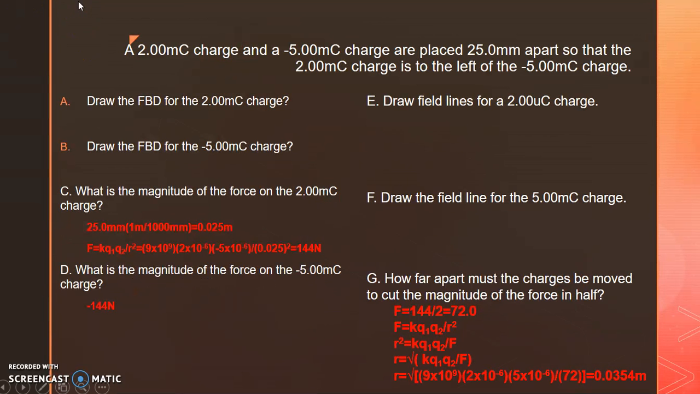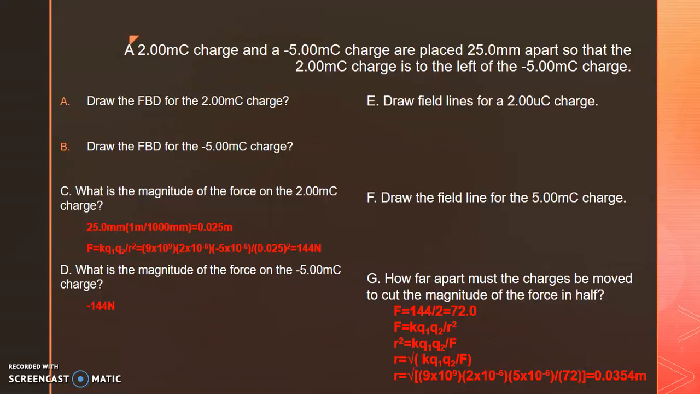So here is the practice problem that I want to walk you through. It says a 2.00 microcoulomb charge and a negative 5.00 microcoulomb charge are placed 25.0 millimeters apart so that the 2.00 microcoulomb charge is to the left of the negative 5.00 charge. So you have to think about the directions and location of these two charges, which is given to us in the problem.